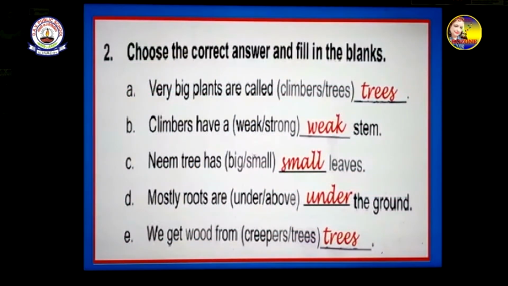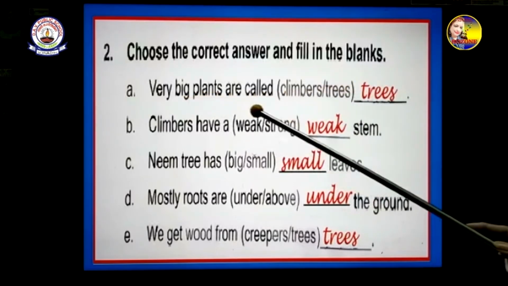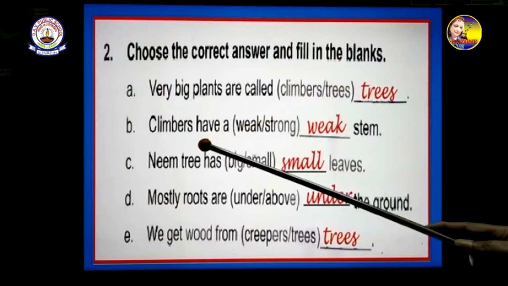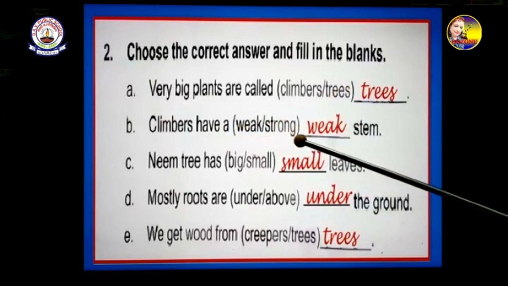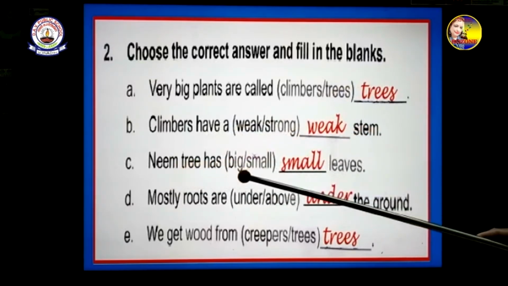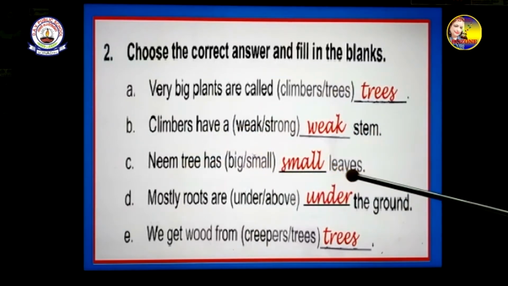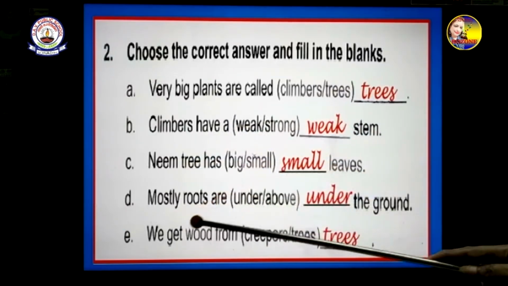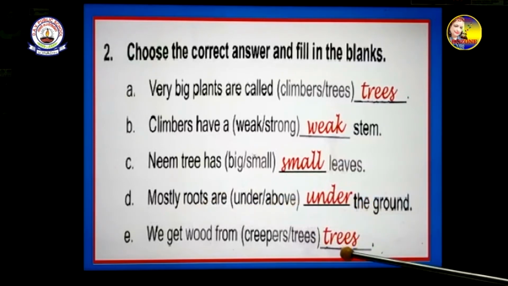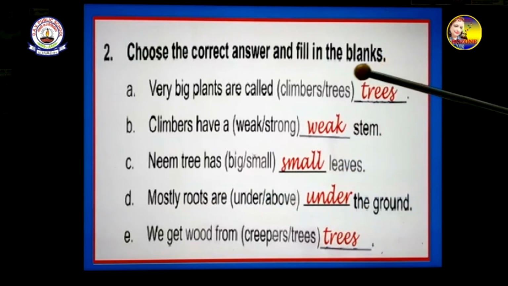Question number 2. Choose the correct answer and fill in the blanks. Very big plants are called climbers or trees? Trees. Climbers have a weak, strong stem. Weak. Neem tree has big, small leaves. Small. Mostly roots are under or above the ground. Under the ground they are growing. The roots, not above the ground. Under means just inside the ground.